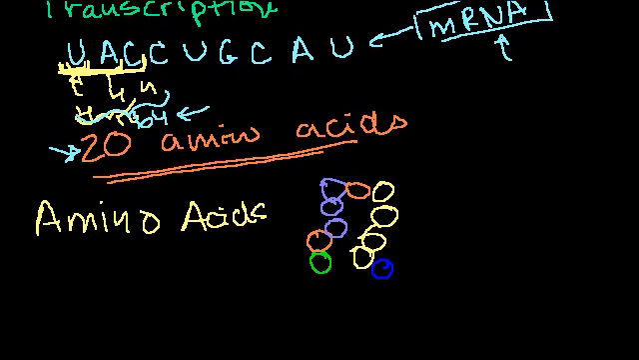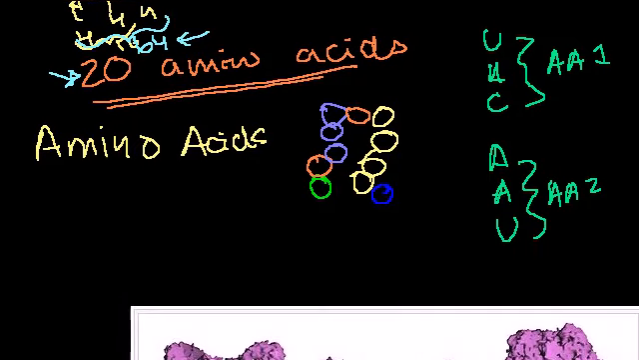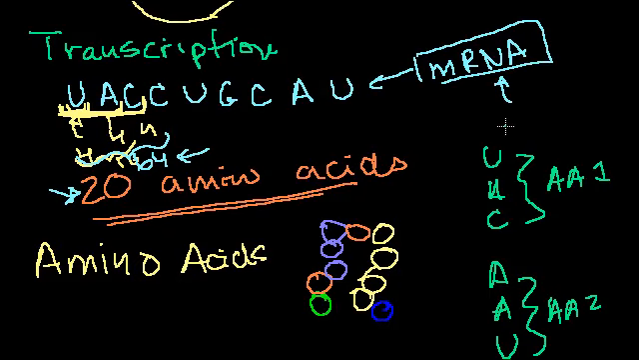For example, we might say that, let's say, and this isn't the actual code, but maybe UAC, and I should look these up, codes for amino acid number 1. And if it was, let's say, AAU, this codes for amino acid number 2. And if I have GGG, I think you get the idea, this codes for amino acid number 10.